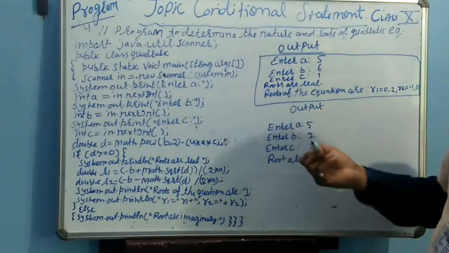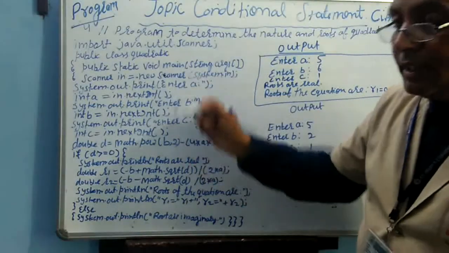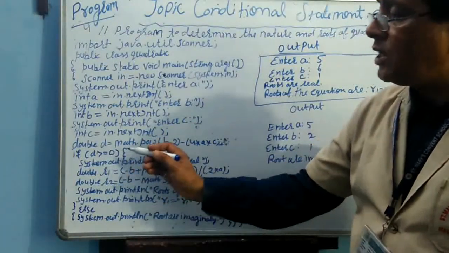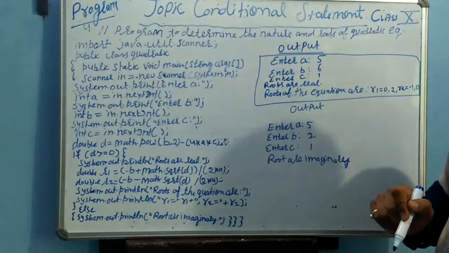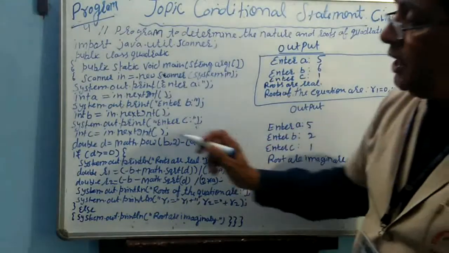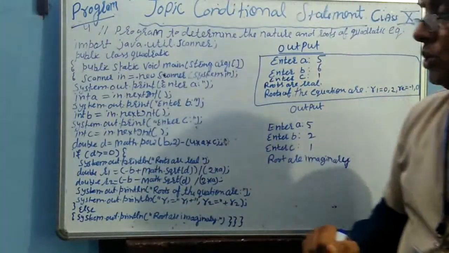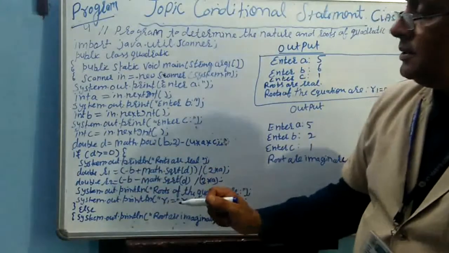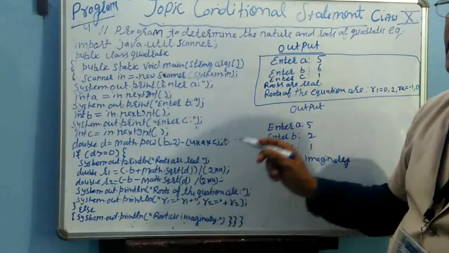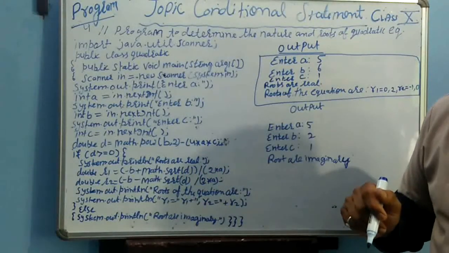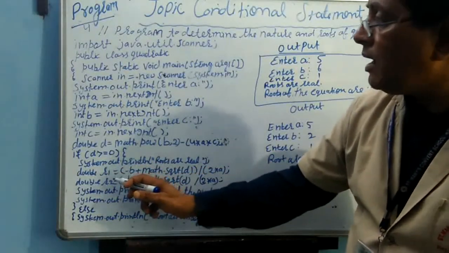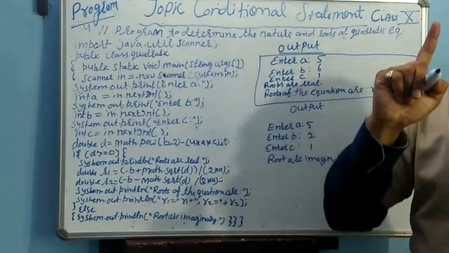Okay. Now it will check the condition that if d is greater than or equal to 0, according to the question, that if the value of d is greater than or equal to 0, then it will print the message System.out.println roots are real, and it will print the value of r1 and r2 which is given in your question.